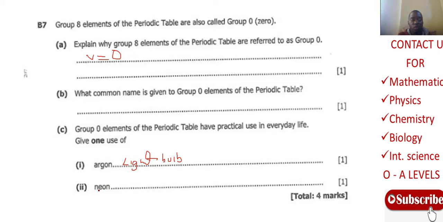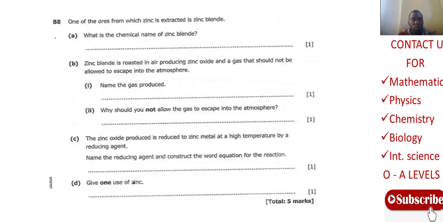So that is the use of what? Neon. Okay, we go to B8. One of the ores from which zinc is extracted is zinc blende. What is the chemical name of zinc blende?